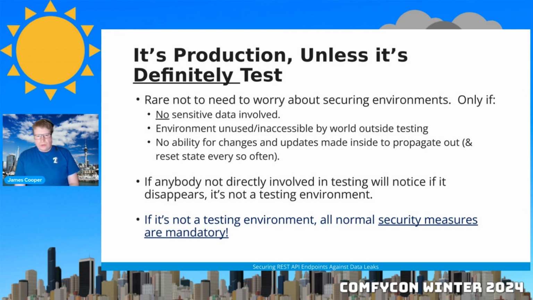Right. So the point is that all your environments are production environments, unless they're definitely testing environments, and it's pretty unusual for things to be definitely testing environments. You can only say it's a test environment if there's absolutely no sensitive data, no customer, employee, personal identifiable information, any of that sort of thing on there. It should be completely unused and inaccessible, definitely unused and preferably inaccessible by anyone who isn't involved directly in the development and testing process. And of course, there shouldn't be any ability for any changes made in it to be propagated back out of it somehow, which you'd think is obvious, but you never know.